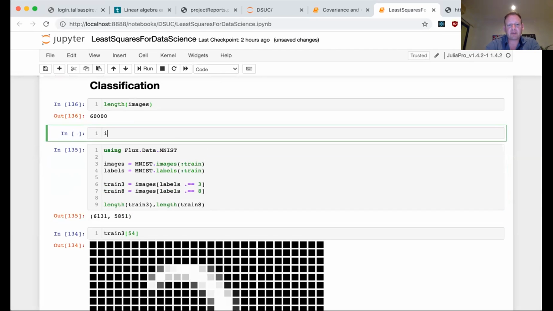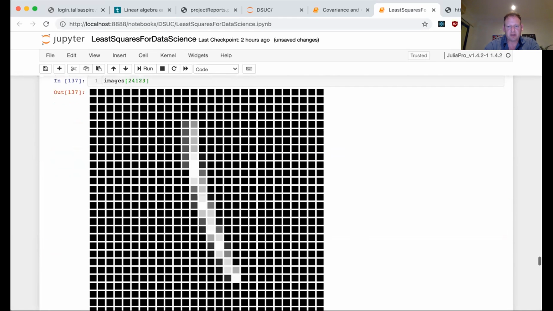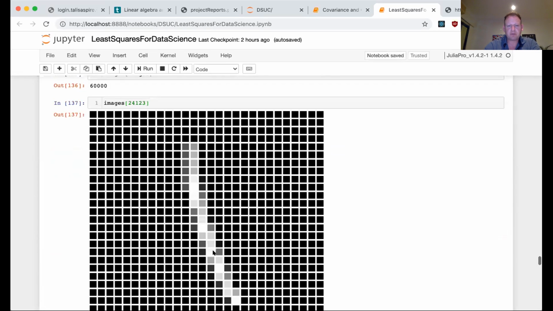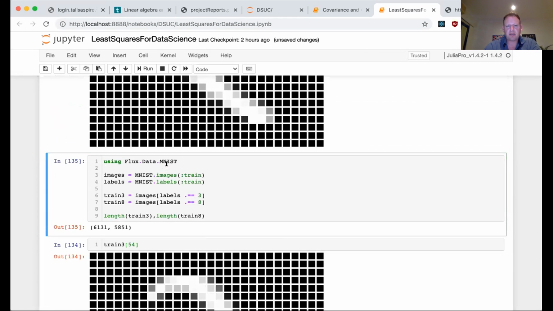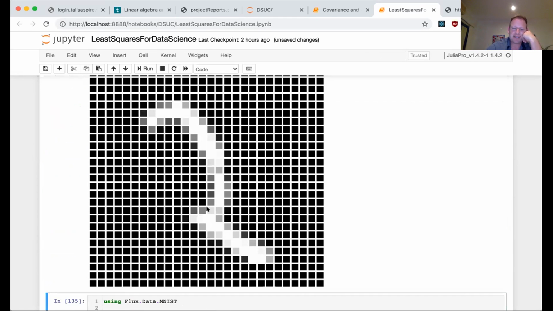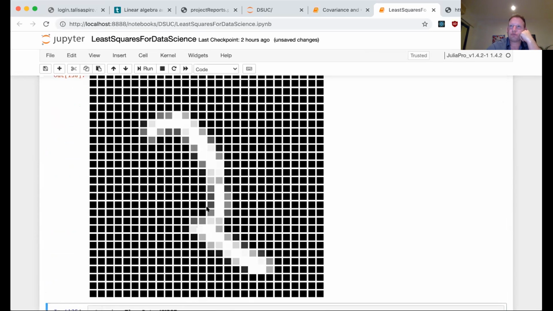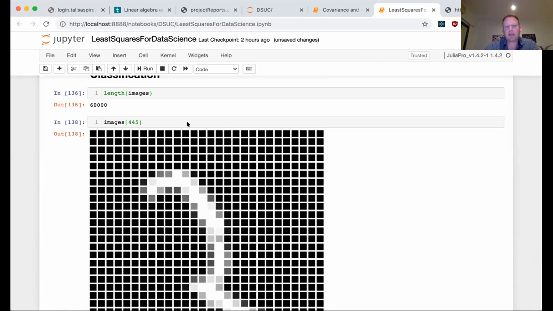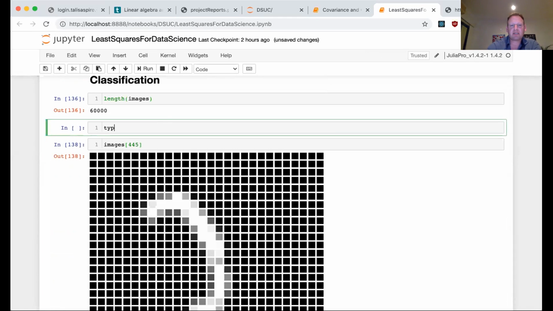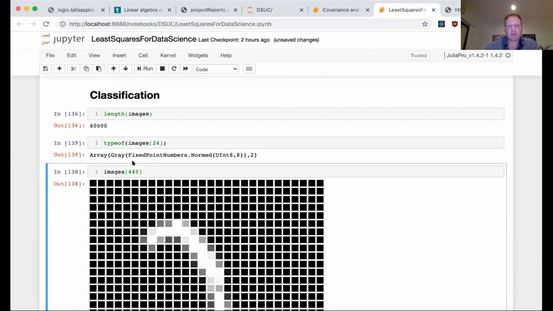Look, if I go, for example, to images, this is an image. What's this digit? I think it's a 1. And if I go to a different one, this one is a 2. Okay, I'm with you. It's a 2. Each image is 28 by 28, and of course Julia shows us these images nicely, because the type of image is an array of gray fixed point numbers, and Julia knows how to show it like this as an image.